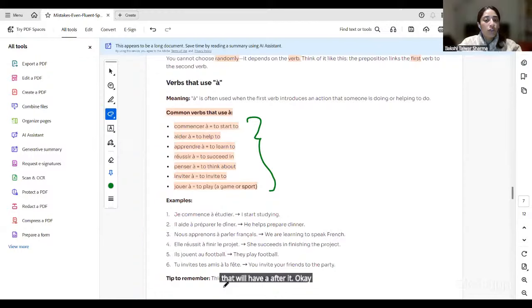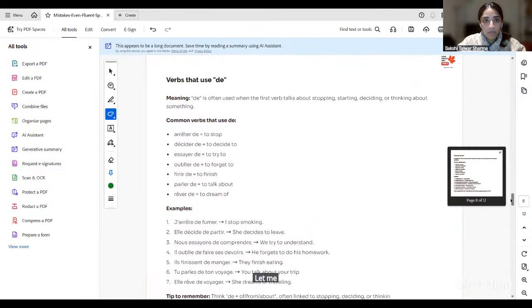Okay? So, think of à as in to do something, or you're moving towards an action. I'm starting to believe. So, croire à. I'm starting to think. So, penser à. I'm beginning to realize. So, commencer à. Do you understand wherever à is coming from? Let me explain a little further.